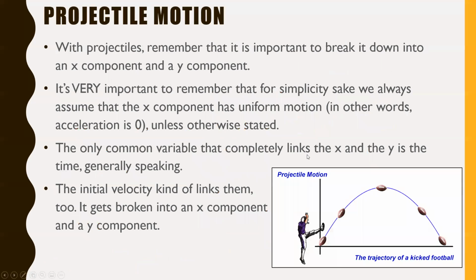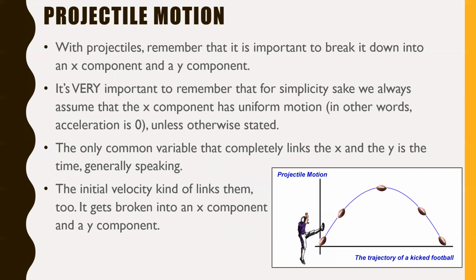Anyway, last thing we got to cover today, I swear, projectile motion. So with projectiles, remember that it's important to break it down into an X component and a Y component. In other words, there's a left and right, and there's an up and down. It's very important to remember that for simplicity's sake, we always assume that the X component has uniform motion. In other words, the acceleration is 0 unless otherwise stated. I don't think it'll ever be otherwise stated.